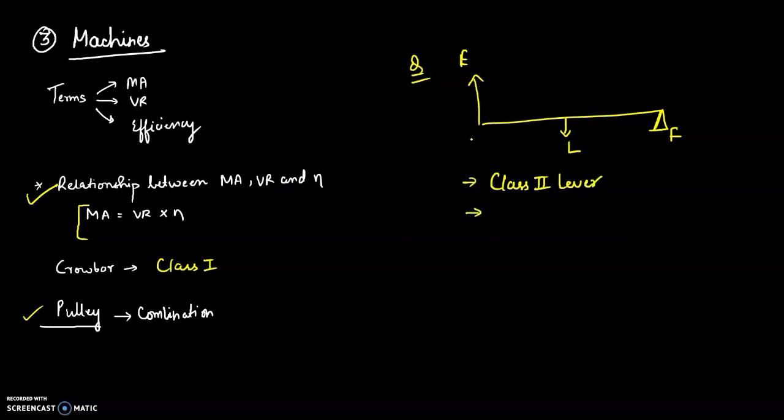You'll have to learn the arrangement, okay? Then they may ask you, without changing the dimensions of the lever, if the load is shifted towards the fulcrum, what happens to the mechanical advantage of the lever? So the answer is, the mechanical advantage of the lever increases, as MA equals effort arm divided by load arm.